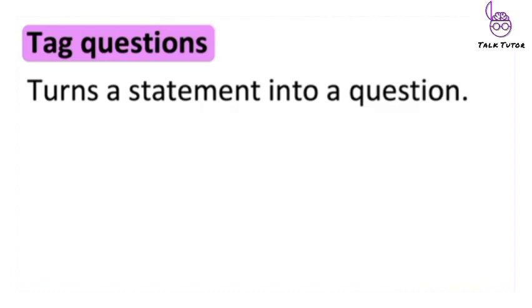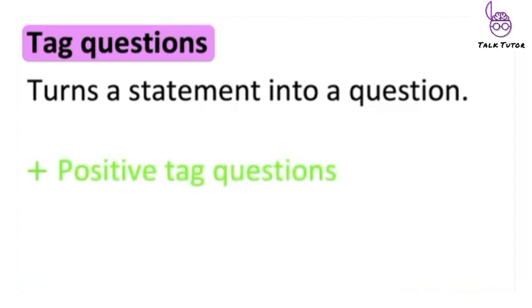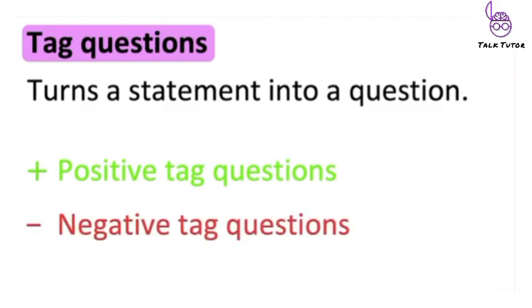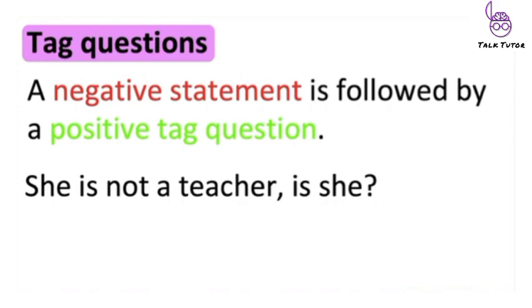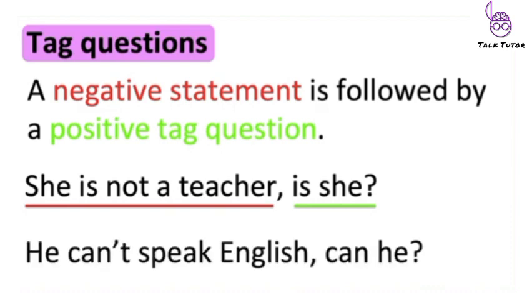There are two types of tag questions: positive tag questions and negative tag questions. A negative statement is followed by a positive tag question. For example, she is not a teacher, is she? She is not a teacher is a negative statement. Is she is a positive tag question. He can't speak English, can he? He can't speak English is a negative statement. Can he is a positive tag question.